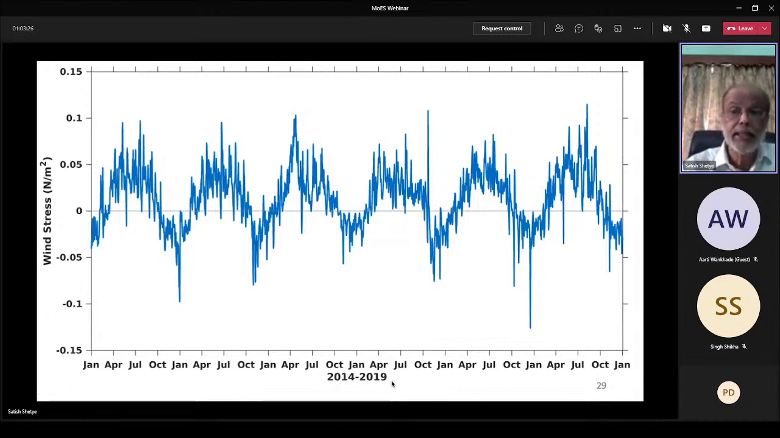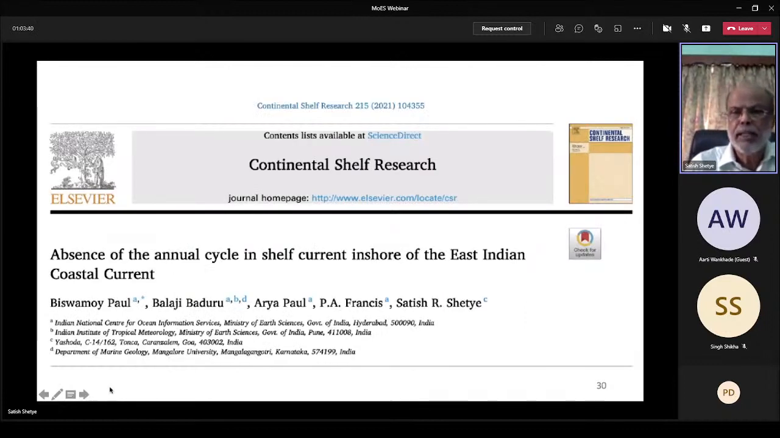There is a distinct annual forcing in the coastal region, in addition to other forcings, which go from days to months. Now, this result was published earlier this year. Bishwamoy, Paul, Balaji Baduru, Arya Paul, Francis, and I was also involved. It was a pleasure to work on this problem.